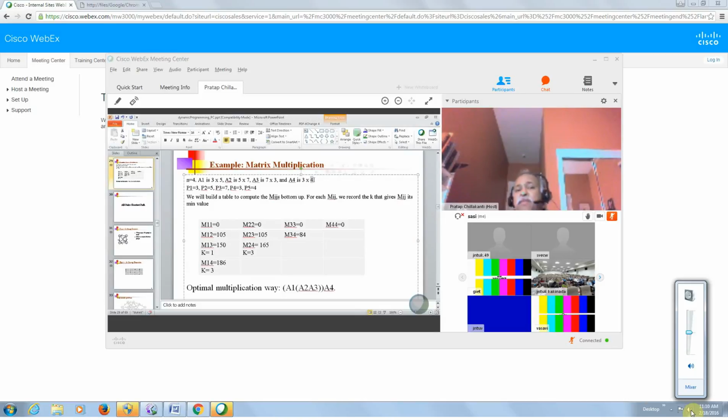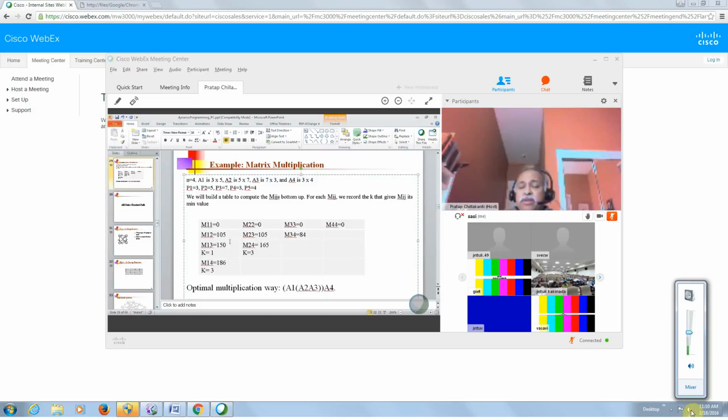Okay. Now once you formulate that, what you do is you are going to build a complete table. This is where we are getting into how dynamic programming differs from recursive programming. So what are you doing here? You are computing MIJs for everything. Okay, for each MIJ you record the k that gives MIJ its minimum value.